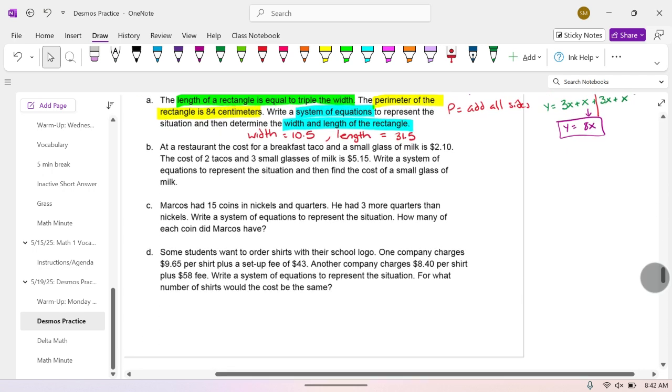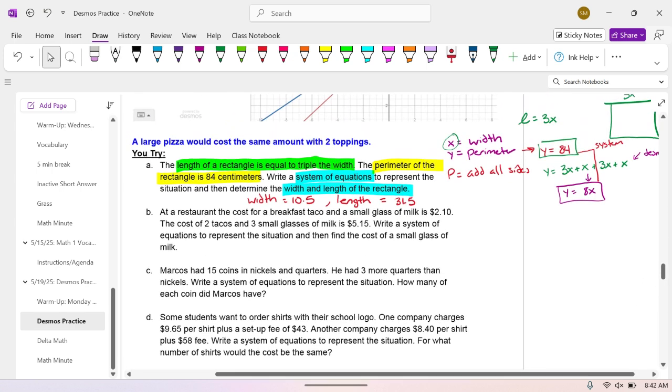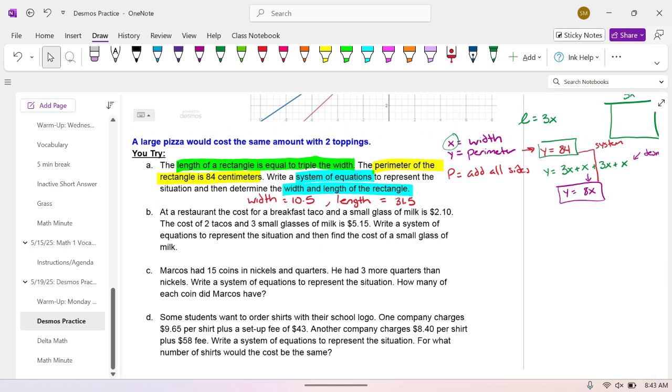All right. So how do you guys feel with the system part? I know it's probably one of the harder parts. So the hardest part is the setup. So problems like these, the hardest part is the setup. After that, you can just throw it into Desmos and get an answer.